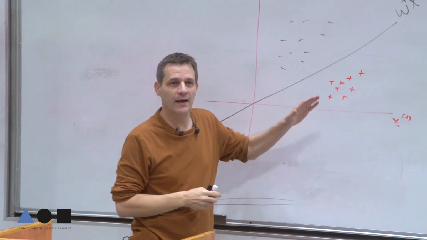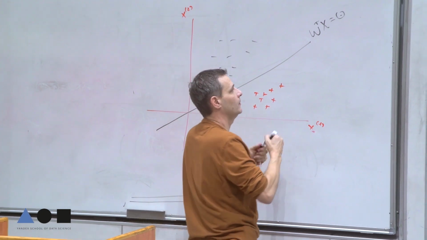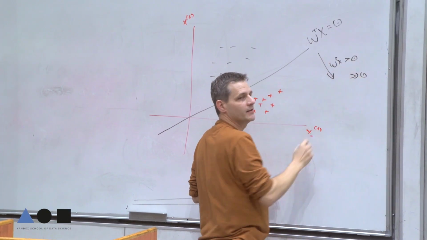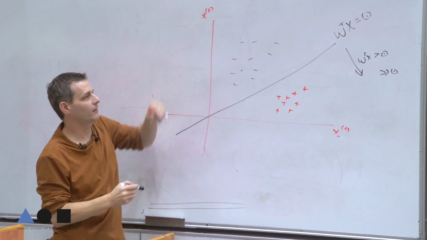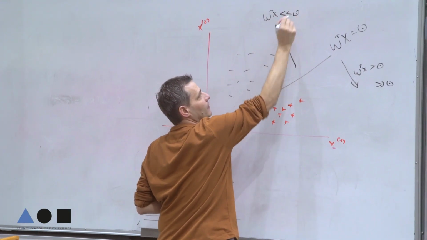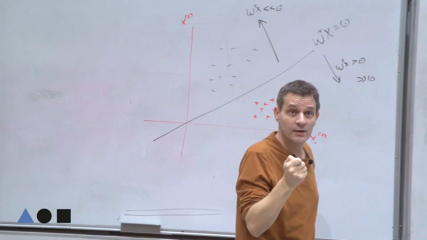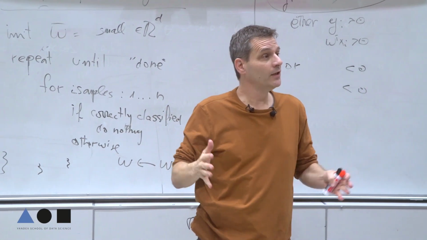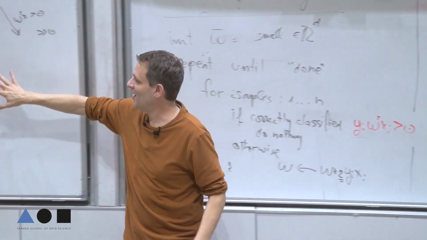And this means that as you go to one side, W transpose X grows. W transpose X becomes larger and larger than 0. It becomes more and more positive here and less positive here. And on this side, W transpose X becomes more and more negative. So I want to give you this intuition that the magnitude of W transpose X tells you something about how likely it is to be positive versus negative.